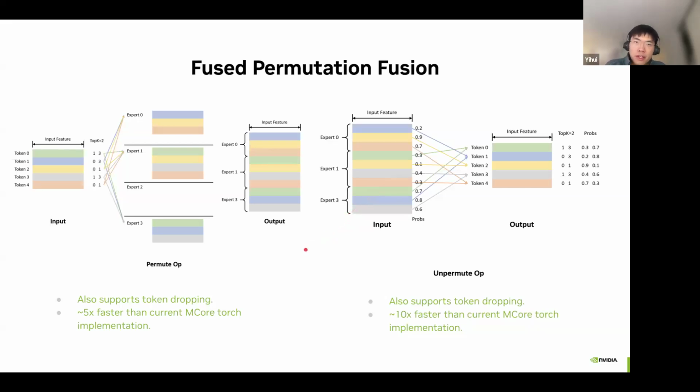So we have a fused permutation operation available in Megatron Core MoE, where all of these operations are fused, because the copy operation here has zero compute, but it could cause duplicated memory. If you have these fused operations, you can easily recompute these features during the backward pass while saving a lot of memory.